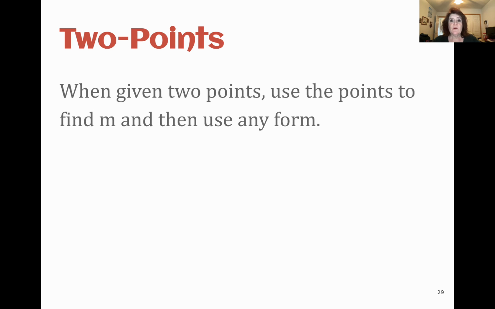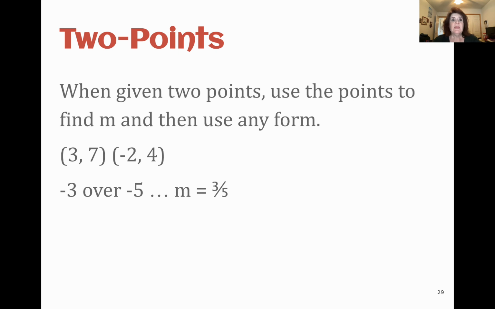Sometimes you're given 2 points, and you have to use those 2 points to find the slope and then use any form. So if I have these 2 points, 3, 7, and negative 2, 4, negative 3 over negative 5 would be the slope. So I can write the equation in point-slope form of y minus 7 is equal to 3/5 times x minus 3.